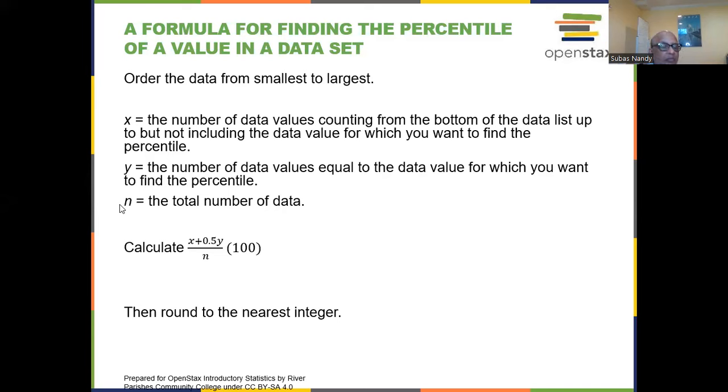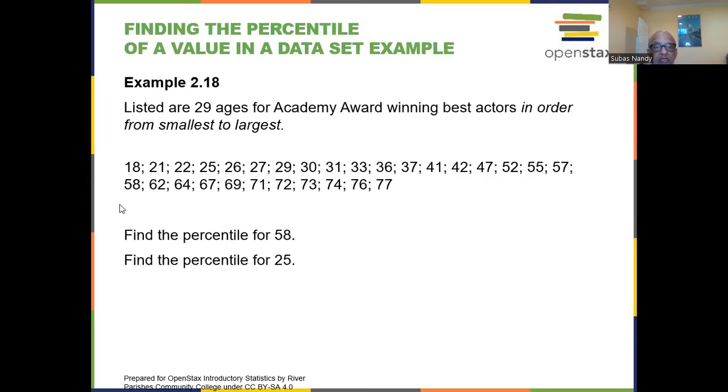is 18.5. Now divide that by 29, and then multiply it by 100. Okay, so the answer to the question, the percentile for 58: 58 is in the 64th percentile.